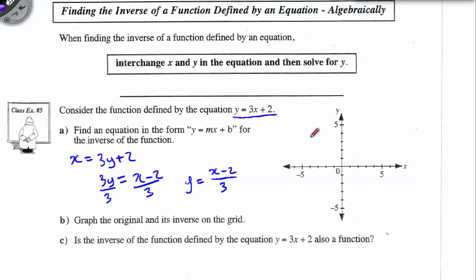Graph the original and its inverse on this grid. Well, we know what that looks like. It's a straight line going through at 2, slope of 3. So we rise by 3, 1, 2, 3, and run by 1. Or we can go back 1 and down 3. It's another way to do it. Back 1 and run 3 will get us to approximately here. And so on. So that would be another point. So we have this line coming down like this.